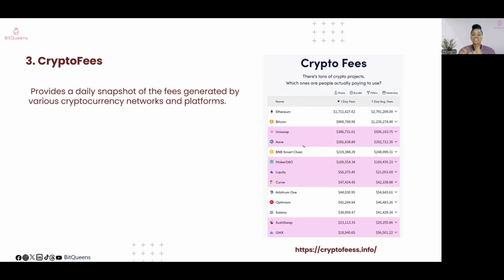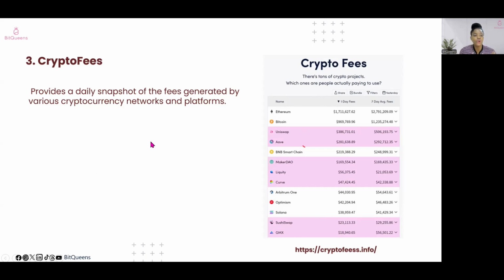So this crypto fees is a platform that allows you to track the different crypto fees or blockchain fees that different networks are charging. So here you can see this is a list of different networks. Ethereum, Bitcoin, Uniswap, these are different networks, right? And they provide services that allow them generate fees. So what is the implication of this? This can serve in a number of ways.